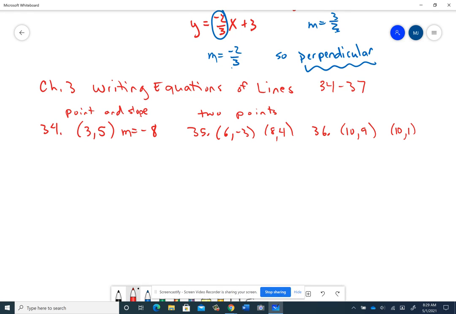Okay. So when you see the directions say write an equation or find an equation of the line, and you see that word equation, then that means you need to use the point slope formula, which will be on your formula sheet. It's designed for a problem like 34. So write down the formula.